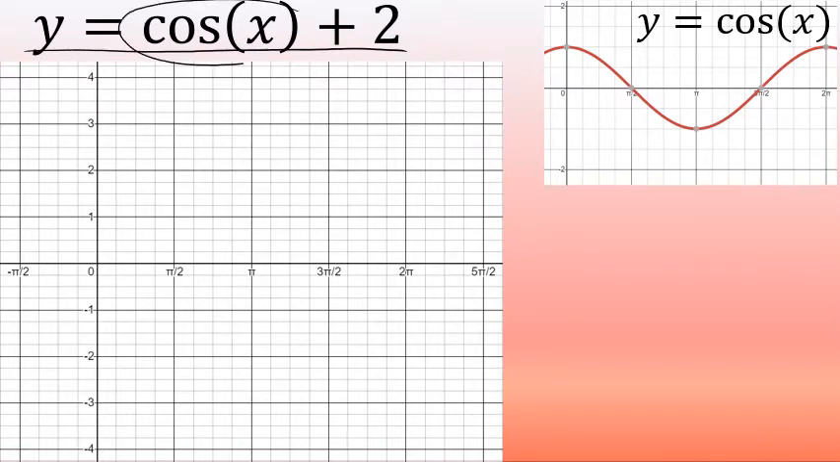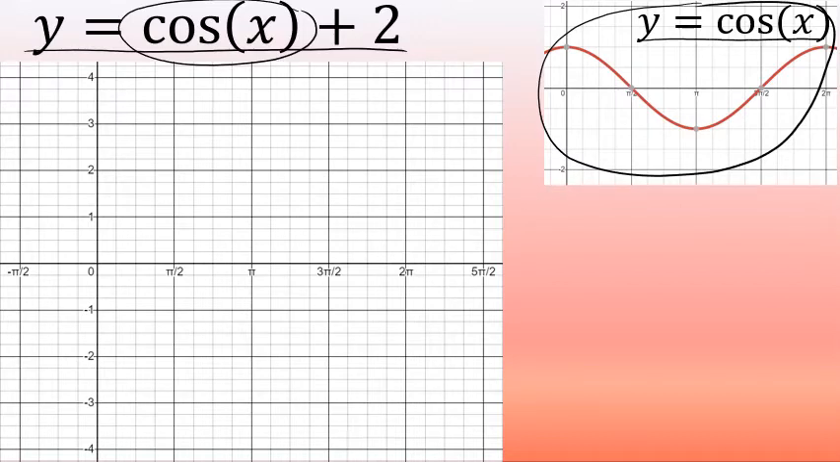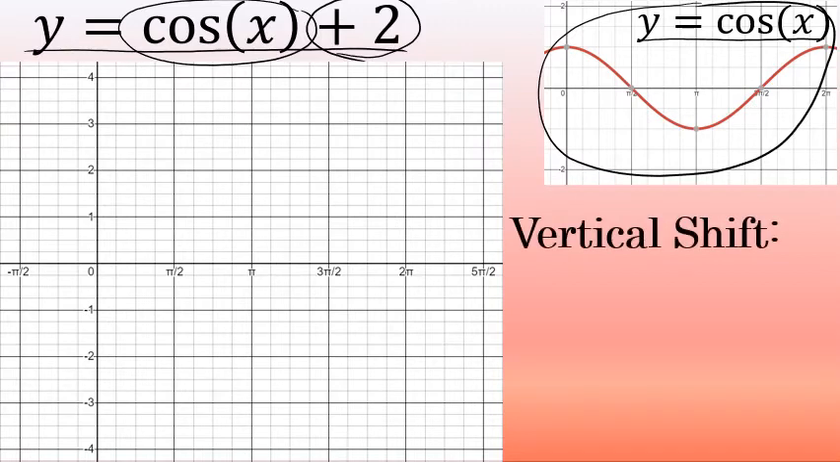This equation involves a cosine function, so it will be based on a wave that looks like this. The only change from y equals the cosine of x to y equals the cosine of x plus 2, you can see, is that there is a plus 2 term at the end. And when there is a value added or subtracted to the end of a trig equation, that results in a vertical shift. If the value at the end that is added is positive, that's a vertical shift up.